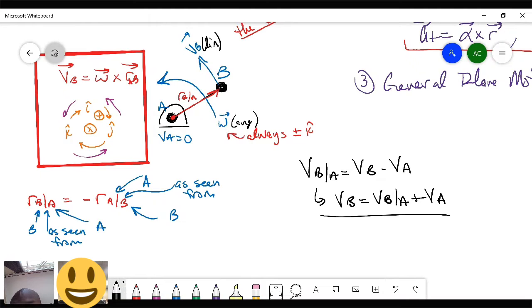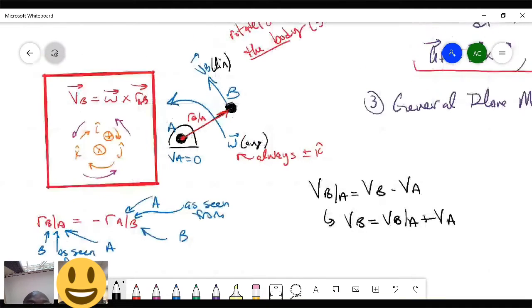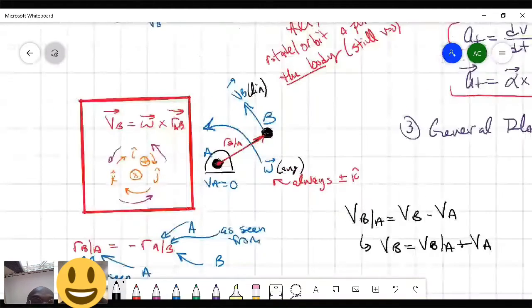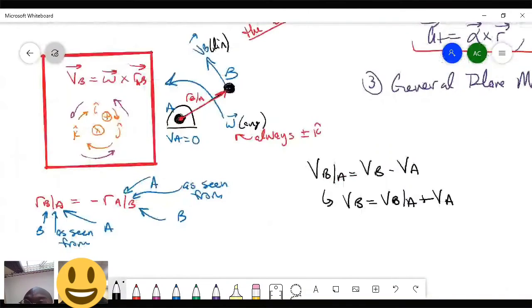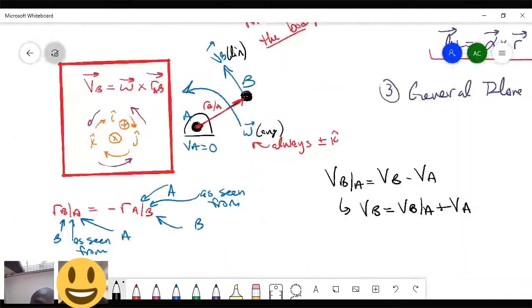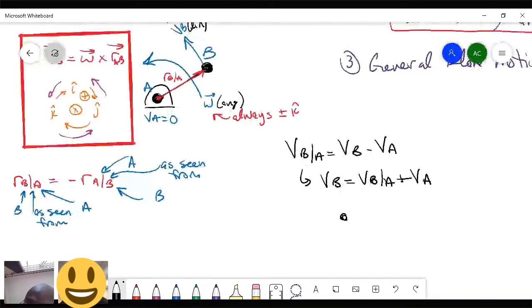Take a look at the velocity of B, right? If you look at B, dang, this is getting hard to see. Let me see if I can redraw it over here. B is going like this. You know what? Forget that. A has a velocity equal to 0, so this term goes away. You follow me? This whole thing literally devolves into VB equals VB over A.